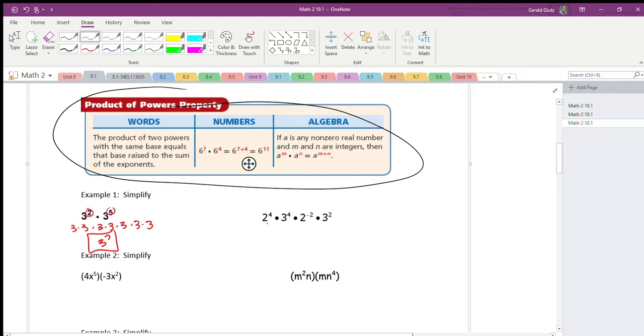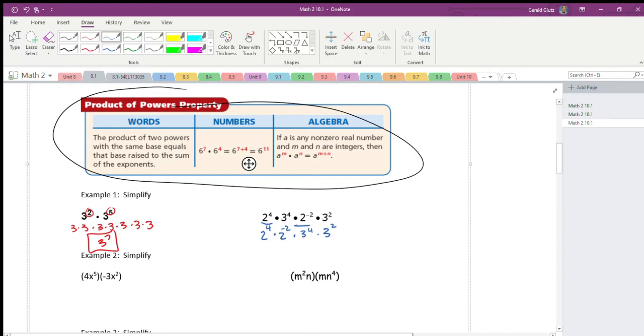So over here, now we have a couple different bases. We always need to make sure that we only multiply like terms together. What I like to do, you don't have to do this, is put the like terms together. So I have 2 to the 4th, so I'll look for the other base of 2, so 2 to the negative 2nd. Then we've got 3 to the 4th and 3 to the 2nd. We're still multiplying them all together, but now it's easier to see which two go together.